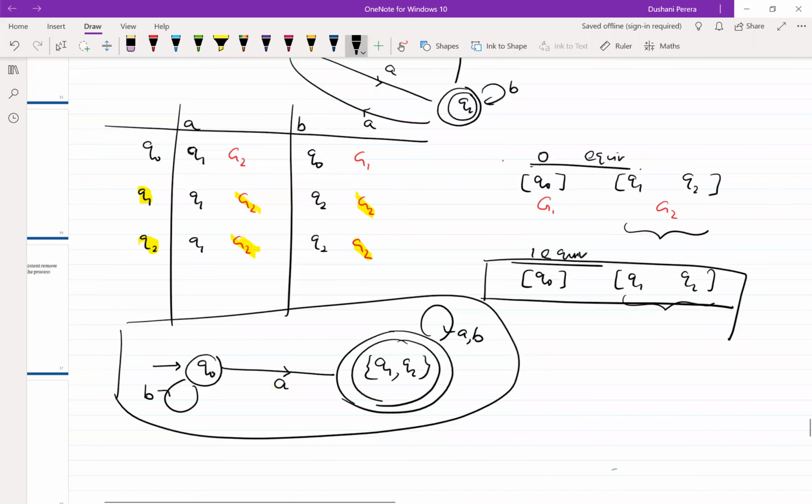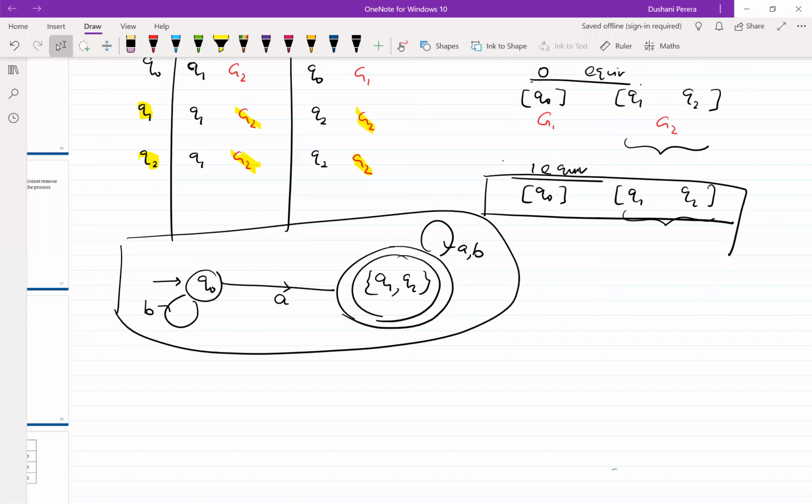Okay, right. Now let's do a small example activity which is in the VLE. So go there to the VLE.